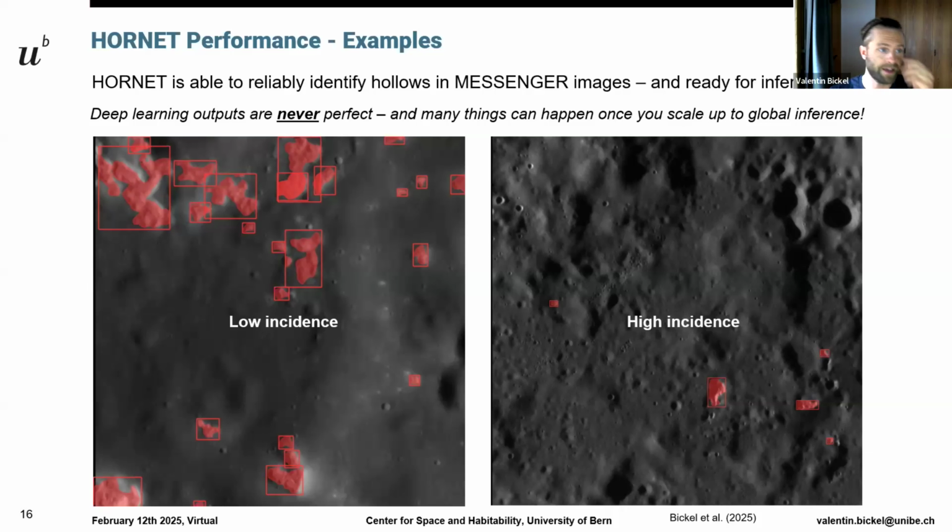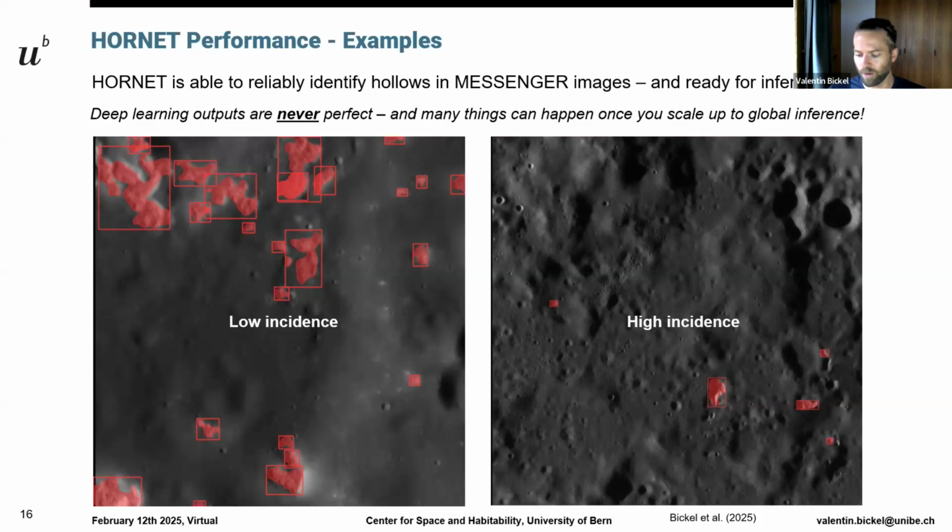This looks great, right? But we always have to remind ourselves that deep learning outputs will never be perfect, obviously. There will always be small and large mistakes. For example, on the left, you can see that some of the hollows are detected multiple times. So that happens all the time. And also be aware that once you actually scale up your model from your local training and testing scale to the global data set, there's always something that's going to be off, right? Speaking from experience over the past 8 years on bodies across the inner solar system, there's always something you didn't anticipate. So always be on the lookout.